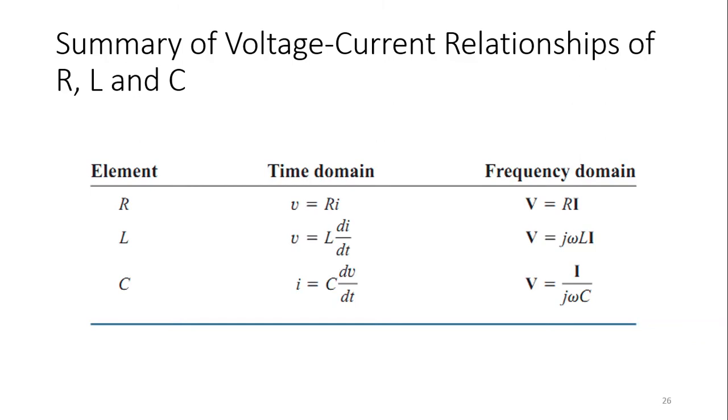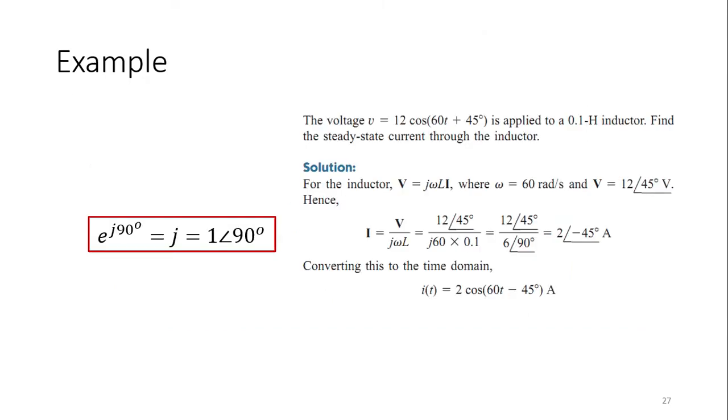So, these are the final relationships between voltage and current for different circuit elements, resistors, inductors and capacitors, in time domain and frequency domain. So today, just starting briefly with a small example. Voltage of 12 cos of 60t plus 45 degrees is applied to an inductor of 0.1 Henry, and we need to find the steady state current through the inductor.